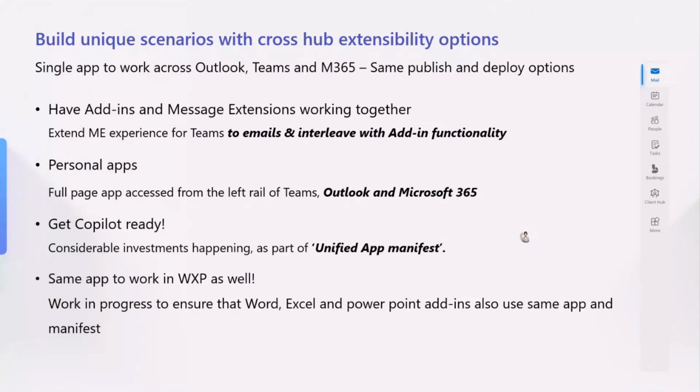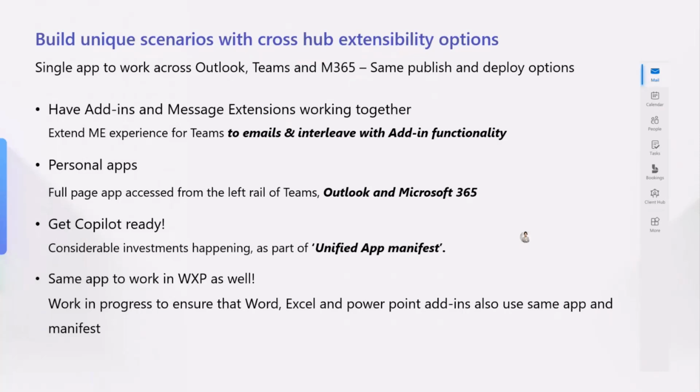So firstly, as I said, since it's a single app, your publish and deploy options are the same as a Teams app. You don't have to do something differently for an Outlook add-in. And more importantly, in terms of functionality, whatever functionality you have built for your add-in can work in conjunction with message extensions, which is another extensibility option that can work across Teams and Outlook and is part of the unified Microsoft 365 apps.